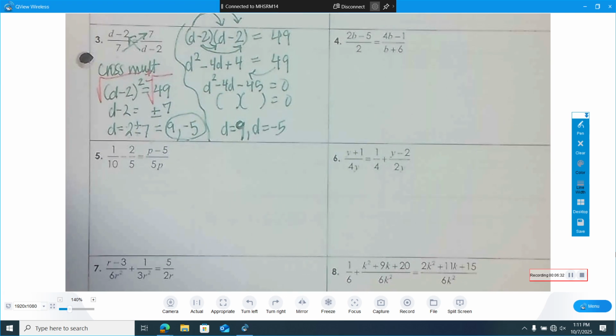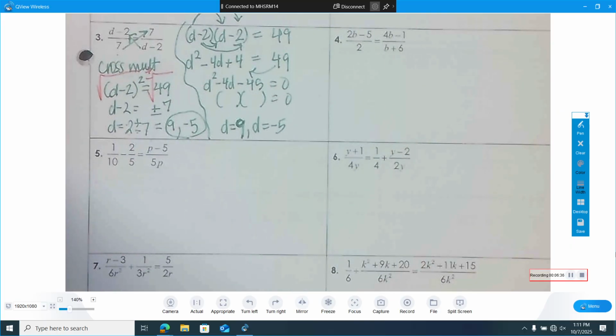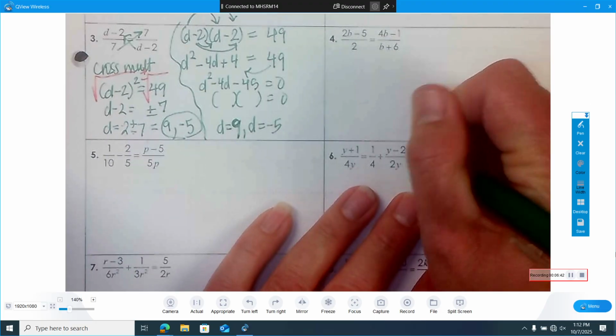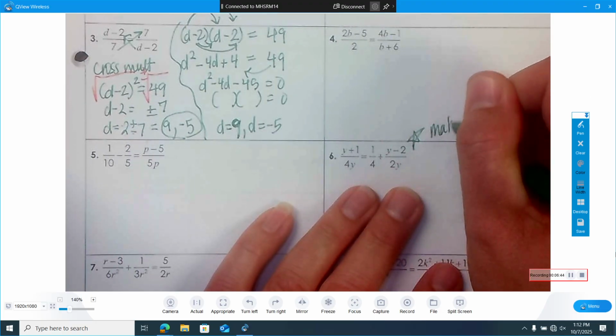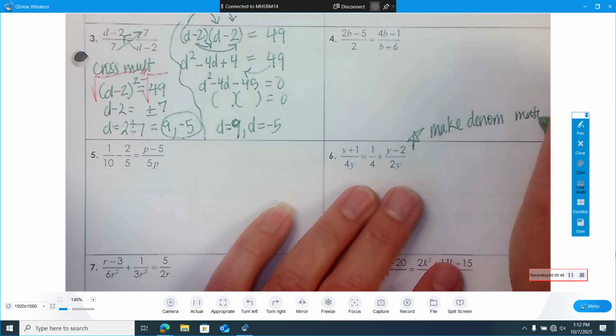Let's look at number 6. On number 6, this is much more complicated. We could do a lot of different things, but I'd really like to make all the denominators match. So that's what my plan is here. Make denominators match.